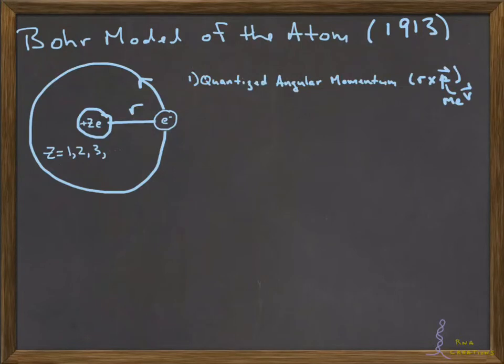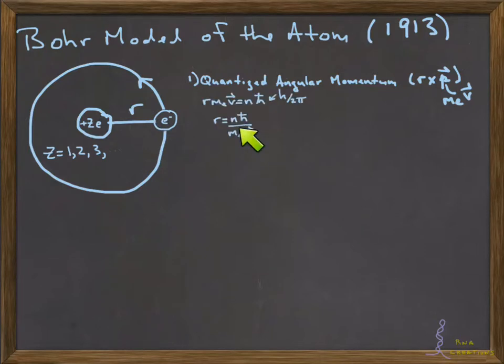So the Bohr model made a number of assumptions. The first is that angular momentum is quantized. You're already familiar with linear momentum, mass times velocity. Here the mass is that of the electron, and velocity is a vector quantity. Angular momentum is linear momentum multiplied by r, where r is the separation between the electron that is orbiting and the nucleus.